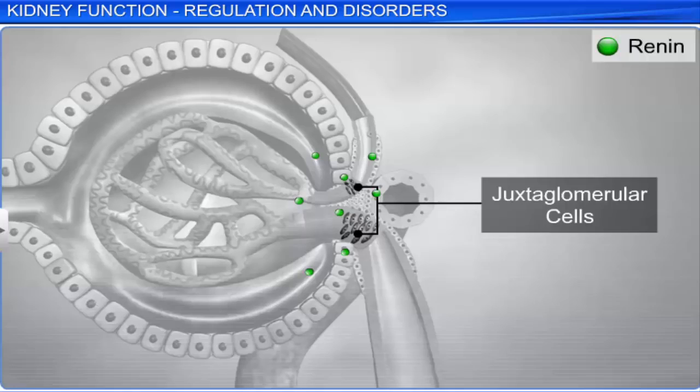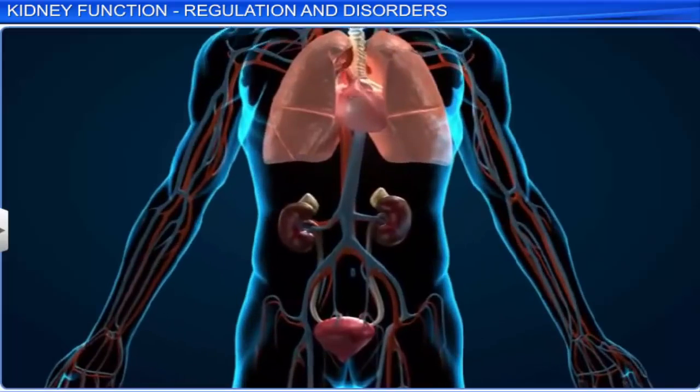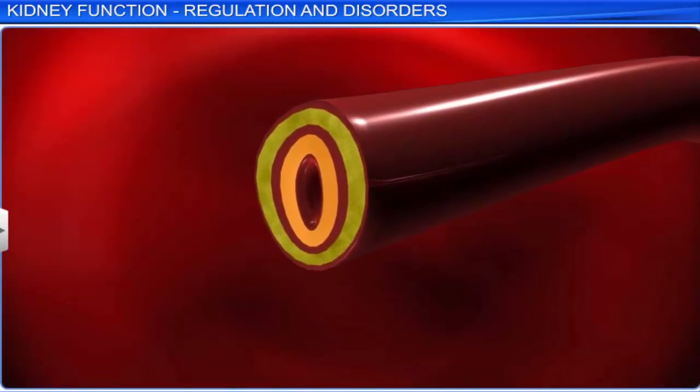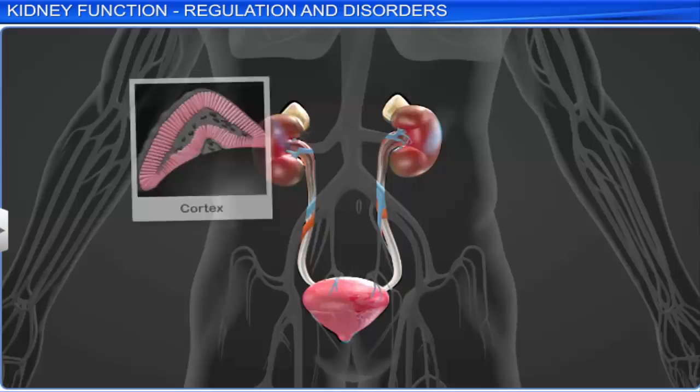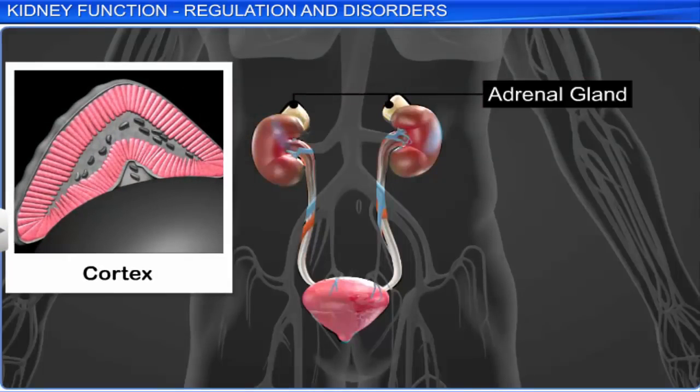Renin converts angiotensinogen in the blood into angiotensin I, which is further converted into angiotensin II. Angiotensin II, a powerful vasoconstrictor, constricts the blood vessels, thereby increasing blood pressure, which stimulates the cortex of the adrenal gland to secrete aldosterone.